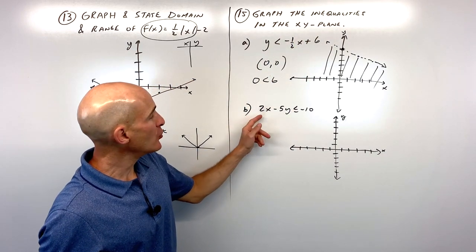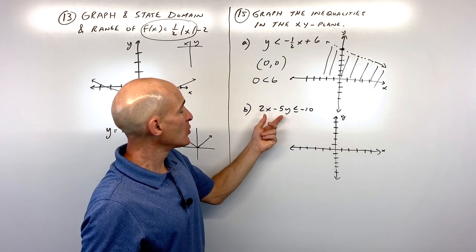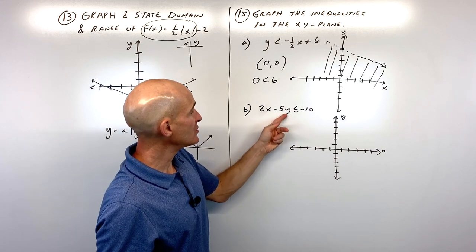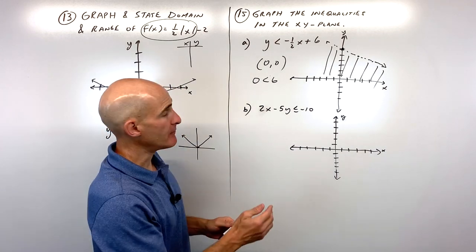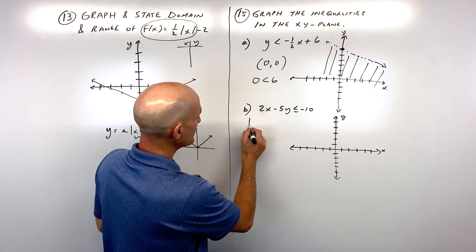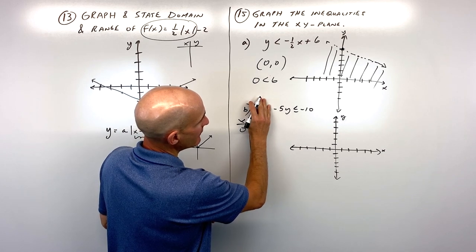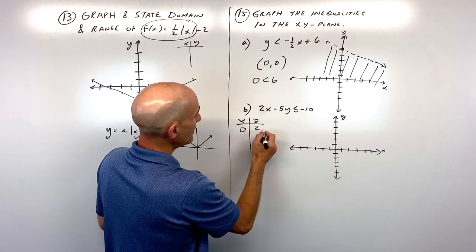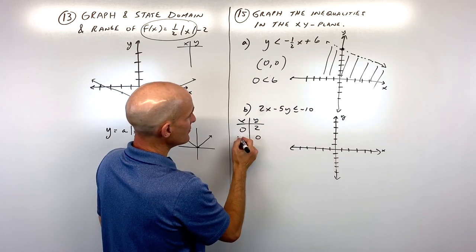For letter B, notice how the variables are both on the left side of this inequality. So you can either rearrange the inequality to get the y by itself, or you can do the intercept method. So if you set x equal to 0, let's make a little table here, then divide by negative 5, y would be 2. And if you set y to 0, divide by 2, x is going to be negative 5.